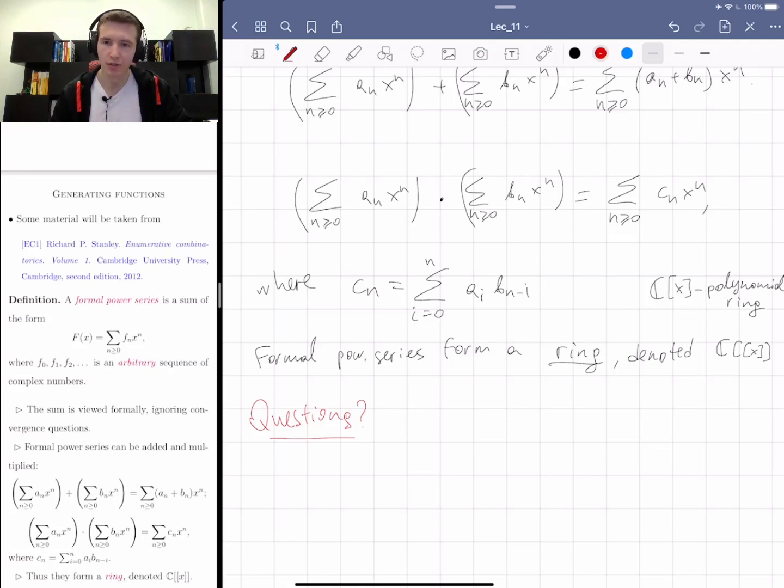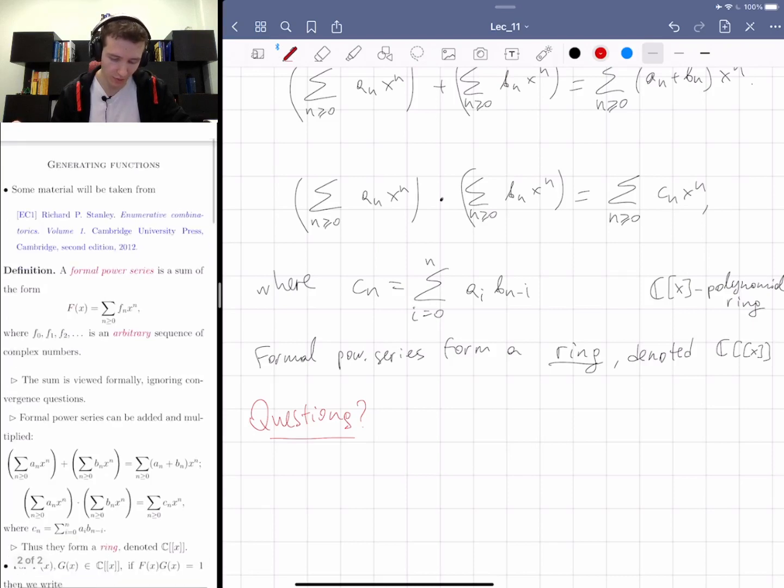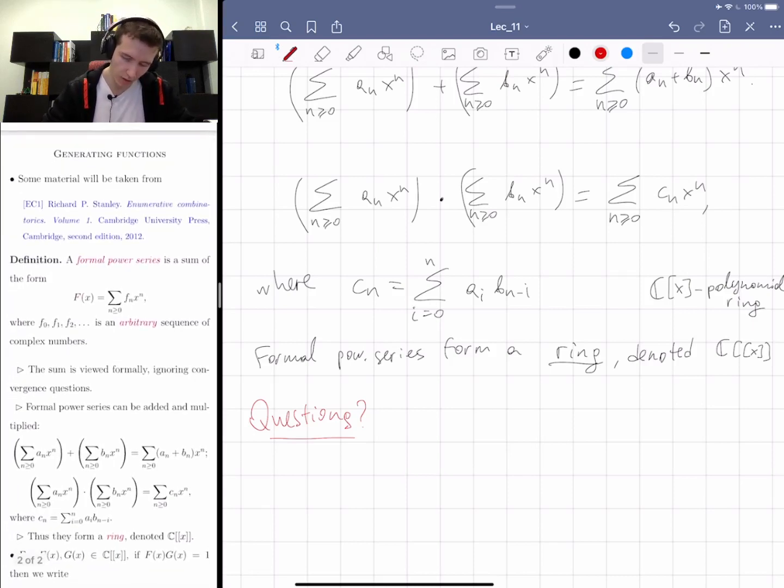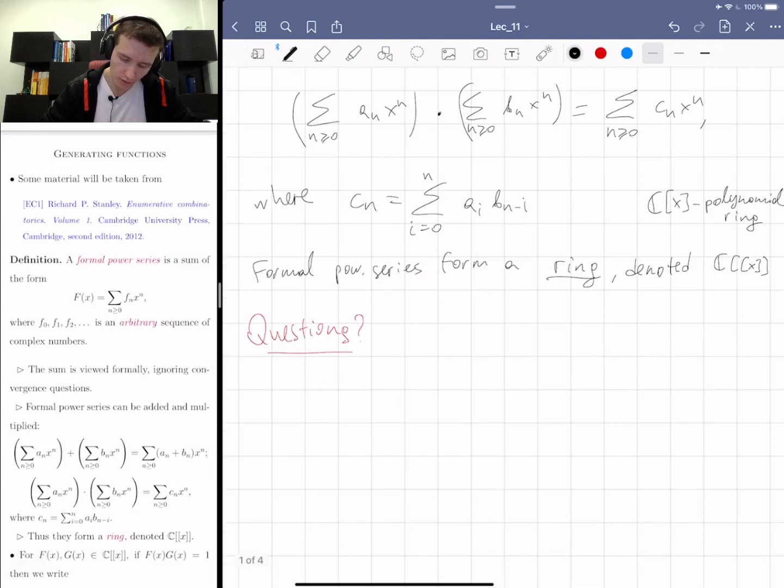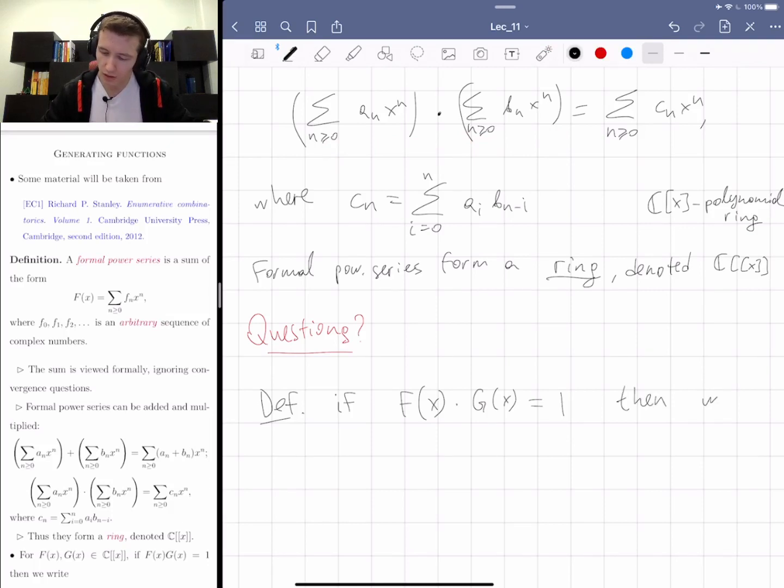So now let me talk about division. As I said, I cannot always divide, but I can divide sometimes. So as usual, here's a definition. If you have two power series, f of x and g of x, so their multiplication is well defined, and if their product is equal to 1, then we say that g of x is f of x inverse, or 1 over f of x.